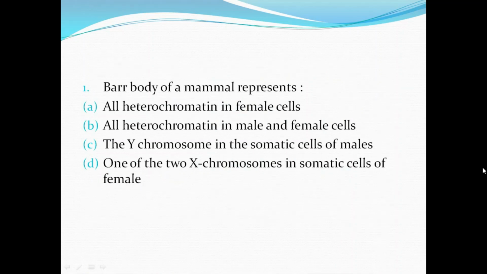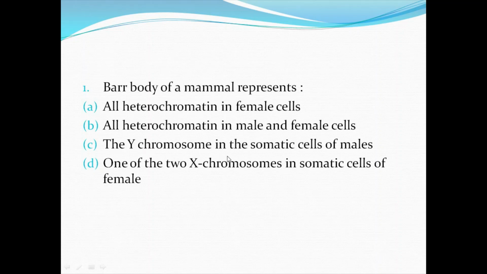Now let's solve some questions. Bar body of a mammal represents: all heterochromatin in female cells? No, it is not all heterochromatin. It is only the additional X chromosome in female cells. All heterochromatin in male and female cells? No, bar body is absent in case of males. So this is not correct.